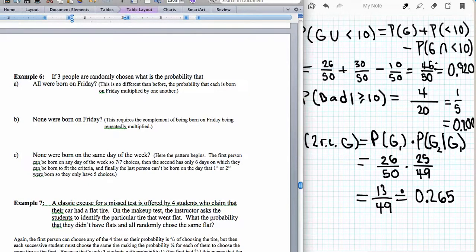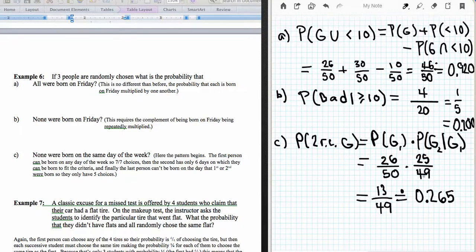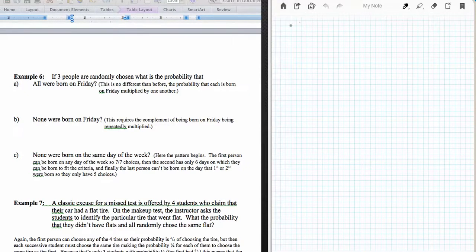All right, let's see. If 3 people are randomly chosen, what is the probability that all were born on Friday? Well, the probability that they were all born on Friday. This is a little different than that last birthday question that we asked. Remember the last birthday question that I asked, I said the probability that they're all born on the same day. Well, this time around, if I'm asking the probability that they're all born on Friday, Friday's already a given. So the probability that they're all born on Friday, these are independent events, and they don't affect one another in any way, shape, or form.